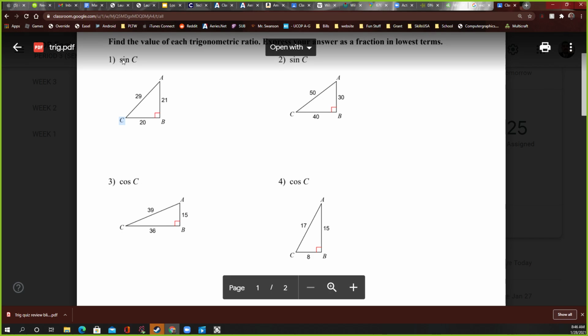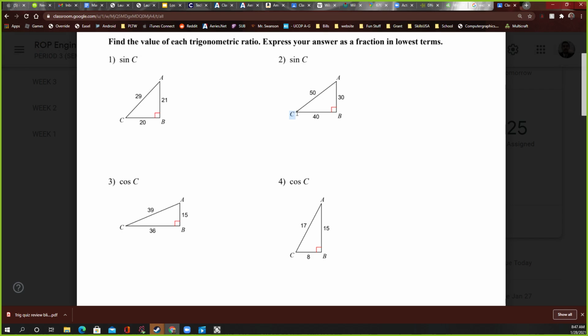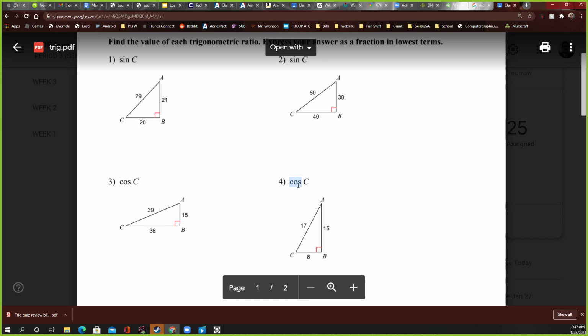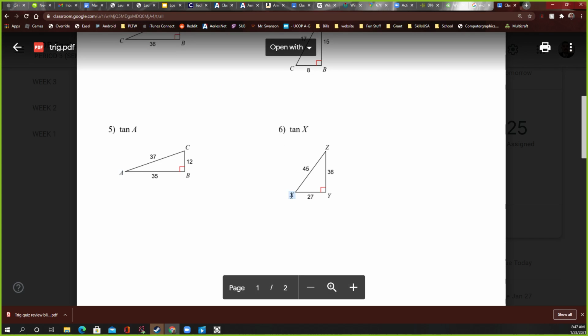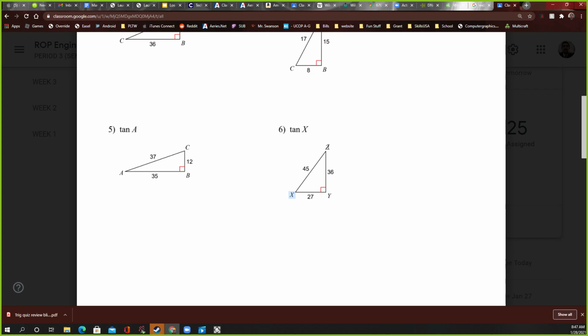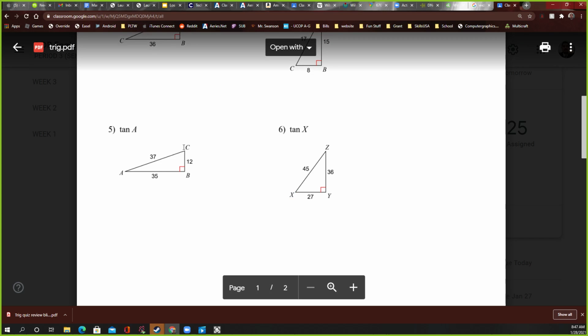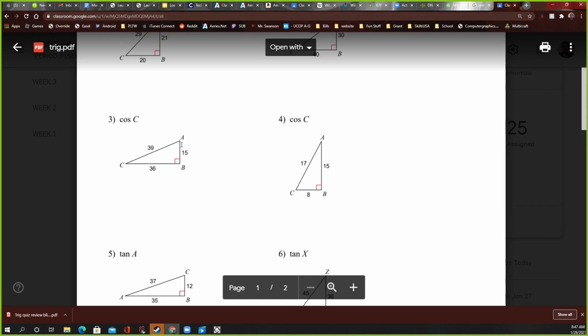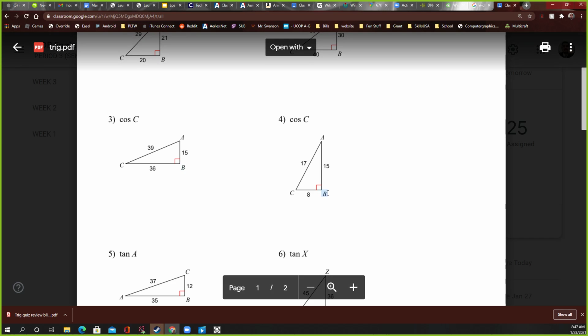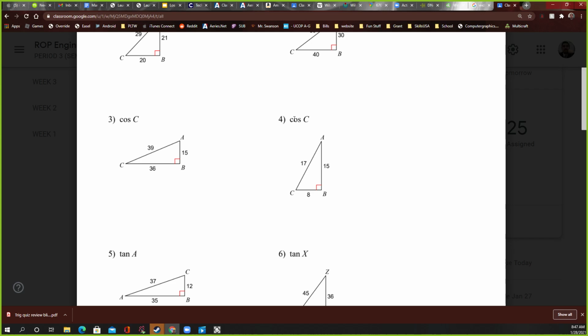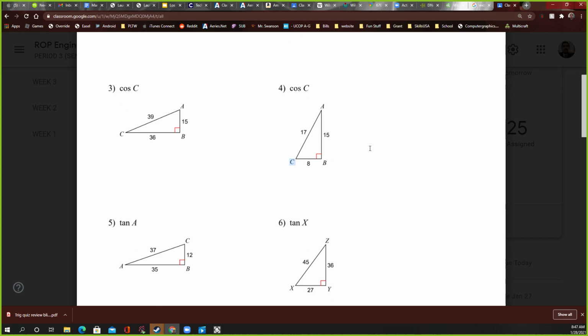Find sine of C. And this one, cosine of C, tangent of A, A happens to be right there, and tangent of X, X happens to be here. So in other words, they're telling you to ignore the other angles here, and ignore this angle, although this one is 90 degrees right here. They only want to know cosine of C. So how do we do that?